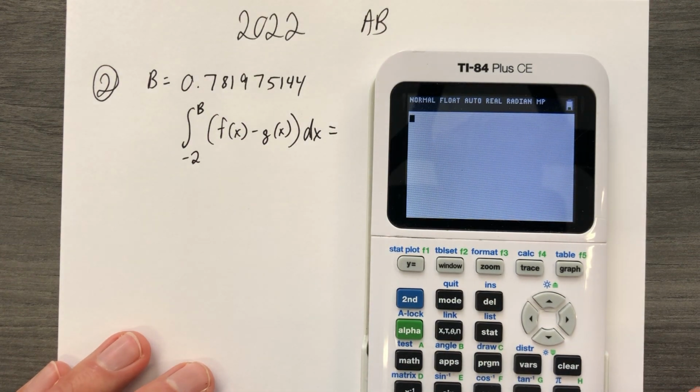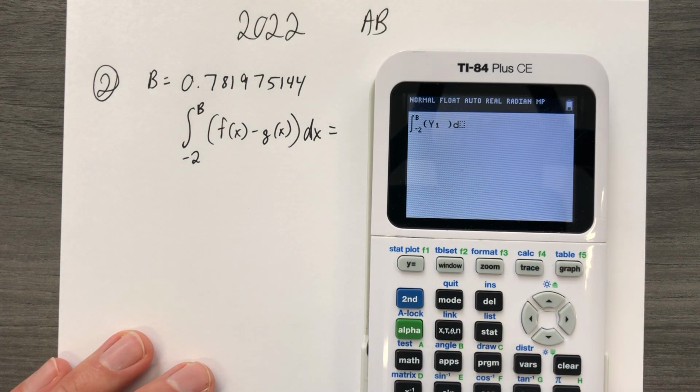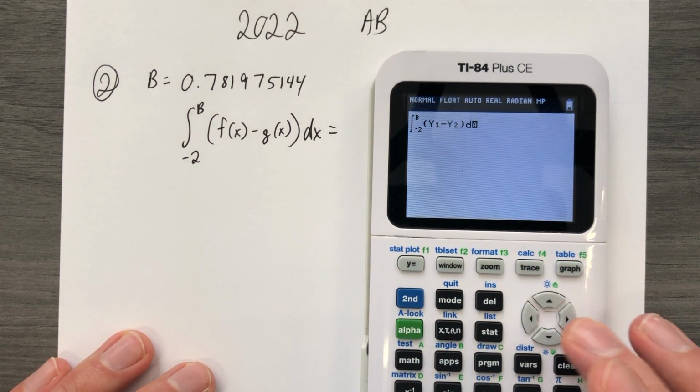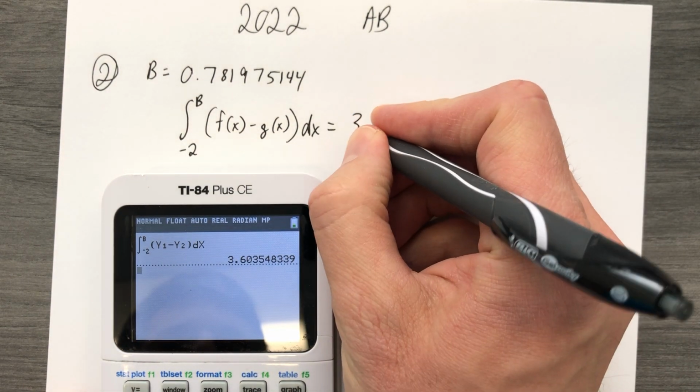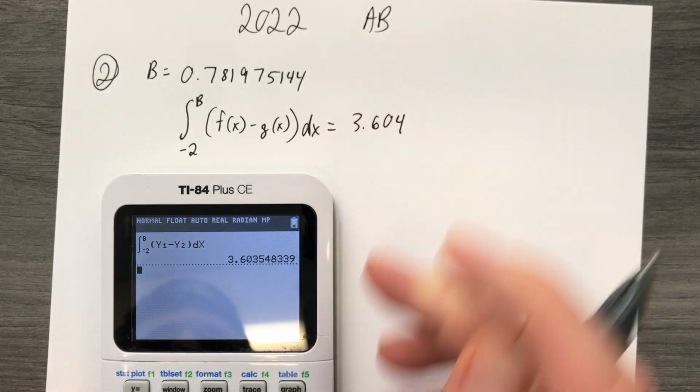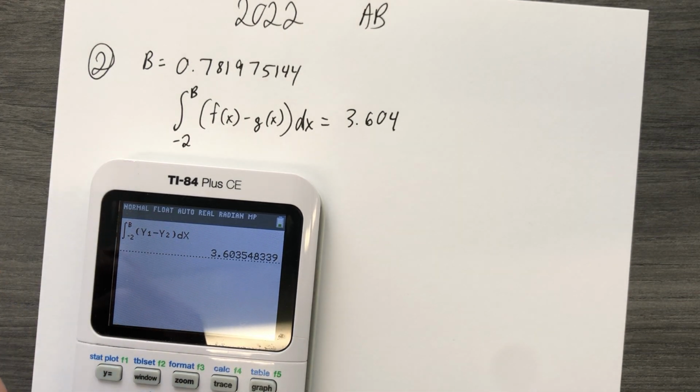By the way, we've already earned 2 points on this one. Math 9, -2 to b of alpha trace y1 minus y2. Make sure you put those in the correct order. Your sign will be off if it's not. And it can just kind of screw you up a little bit if you're not careful. So 3.604. That's it. Let's go ahead and score this thing. We just earned 3 points.